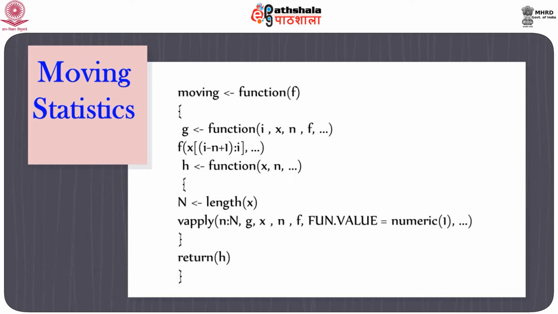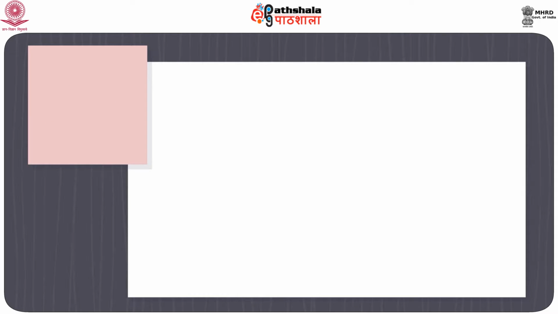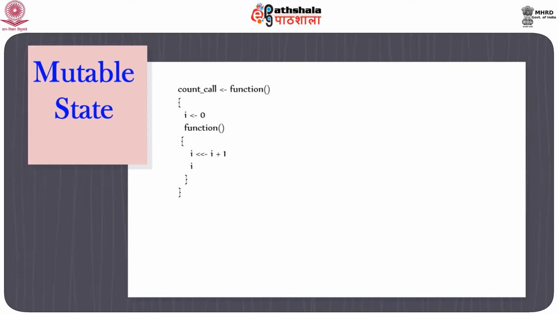We will handle many more things starting from this, but let's stop this discussion of the moving function here, and we will continue it again in the module where functionals will be discussed. In the next few modules we will start discussing the ideas of functionals. So let's stop here. Now here comes the idea of mutable state. Consider the function count_call. The idea of this function is to count the number of times a function has been called.